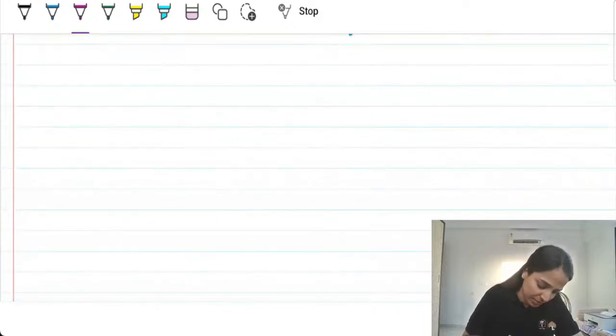Now the fourth one is ridge with undercut. Again, a very discussed question in exam.